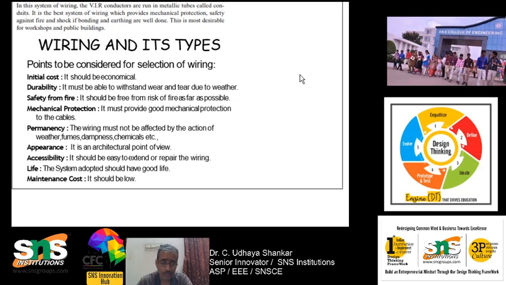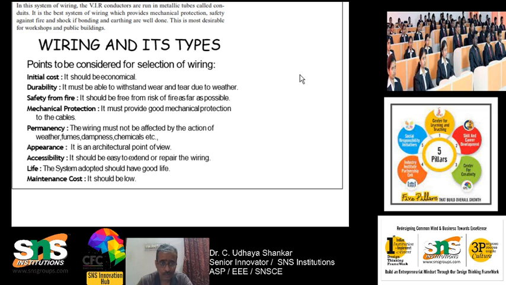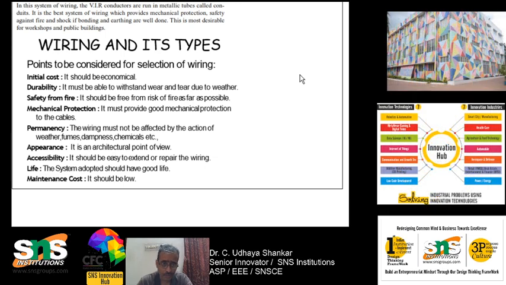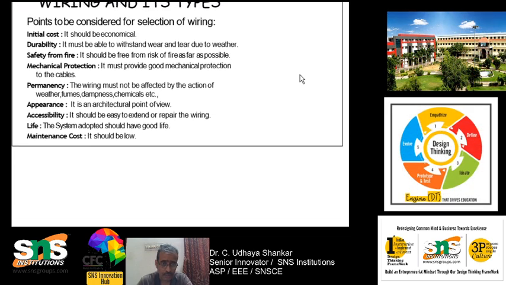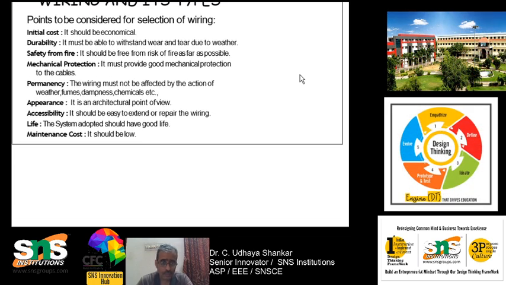Next is conduit, which is now used widely. In this type of wiring, VIR conductors run in metallic tubes called conduits. It is the best system of wiring, and it provides high mechanical protection, safety against fire and shock, and earthing is also better. This is the most durable for workshops and public buildings, and nowadays is also implemented in residential buildings. So you can see that wiring.